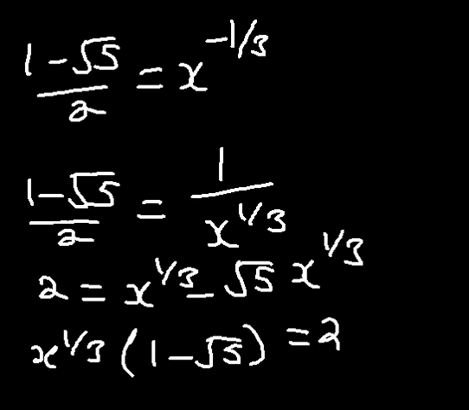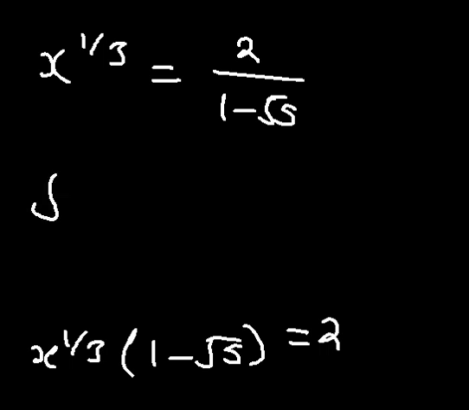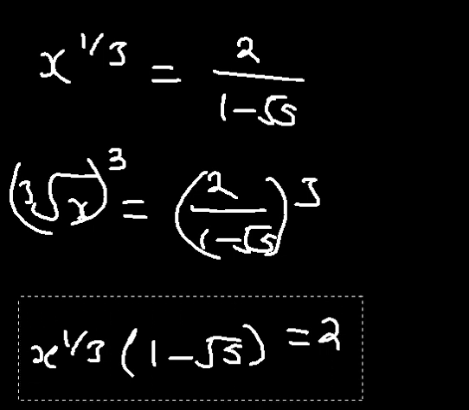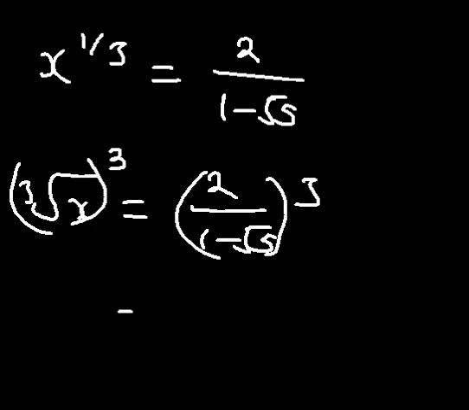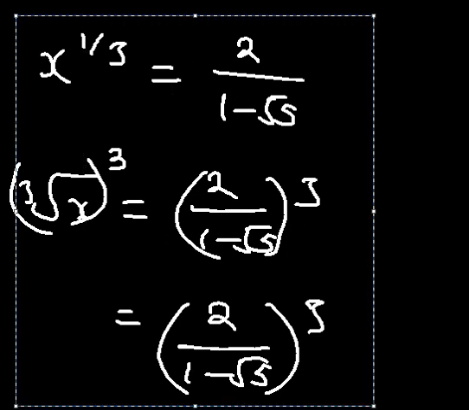Then we should have x to the power 1 over 3, which is equal to 2 divided by 1 minus the square root of 5. This is the same as the cube root of x, which is equal to 2 divided by 1 minus the square root of 5, where you have to introduce the cube on both sides. And of course this is the same as 2 over 1 minus the square root of 5, all to the power 3. And also do the same with the other value of m, and you'll be able to solve for x in that way. So that's the working principle behind that, as you can see.